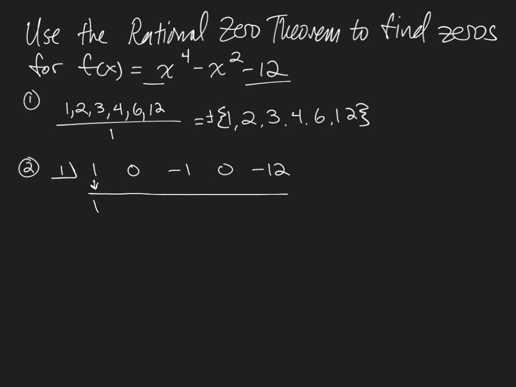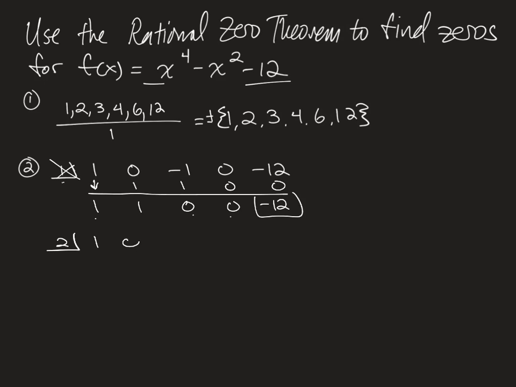So we try 1. Bring down the 1. 1 times 1 is 1. 0 plus 1 is 1. 1 times 1 is 1. Negative 1 plus 1 is 0. 1 times 0 is 0. That's 0. 1 times 0 is 0. That is negative 12. 1 is not a 0. All right, let's try 2.